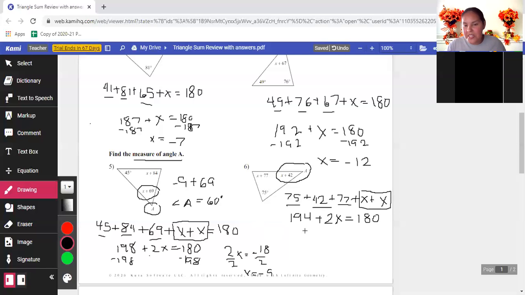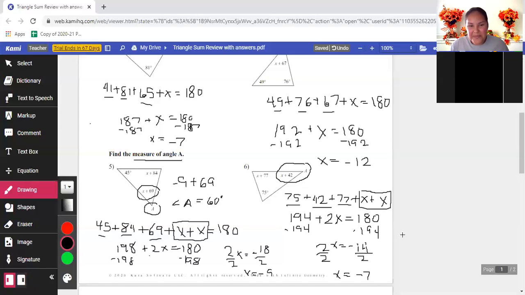Same thing like before, you're going to subtract your 194 from 180. So I have 2x equals, and what do I get when I subtract 180 with 194? -14. And just like before, you're going to divide out that 2. So my x equals what? -7.